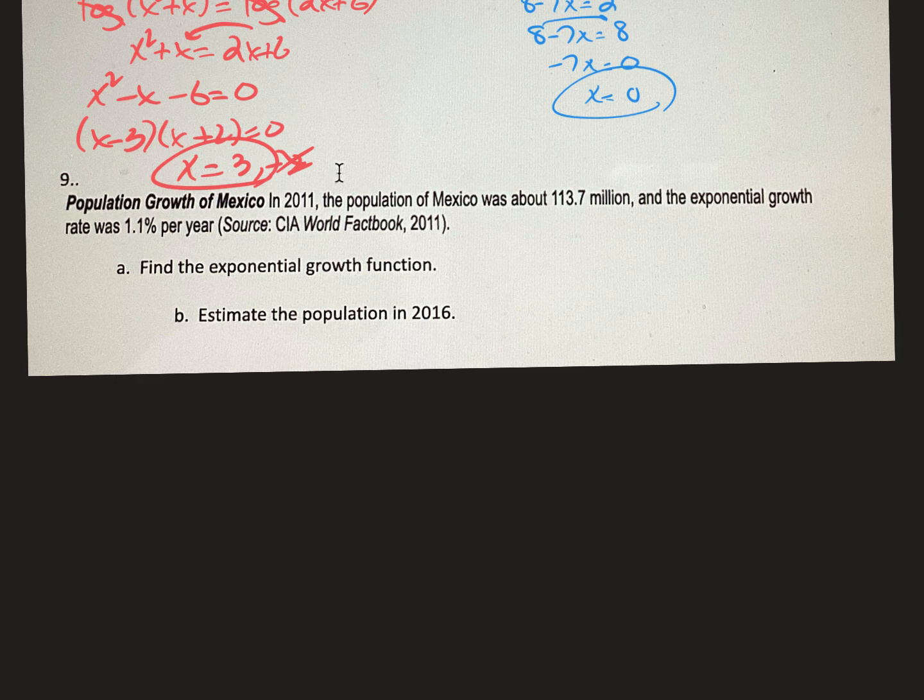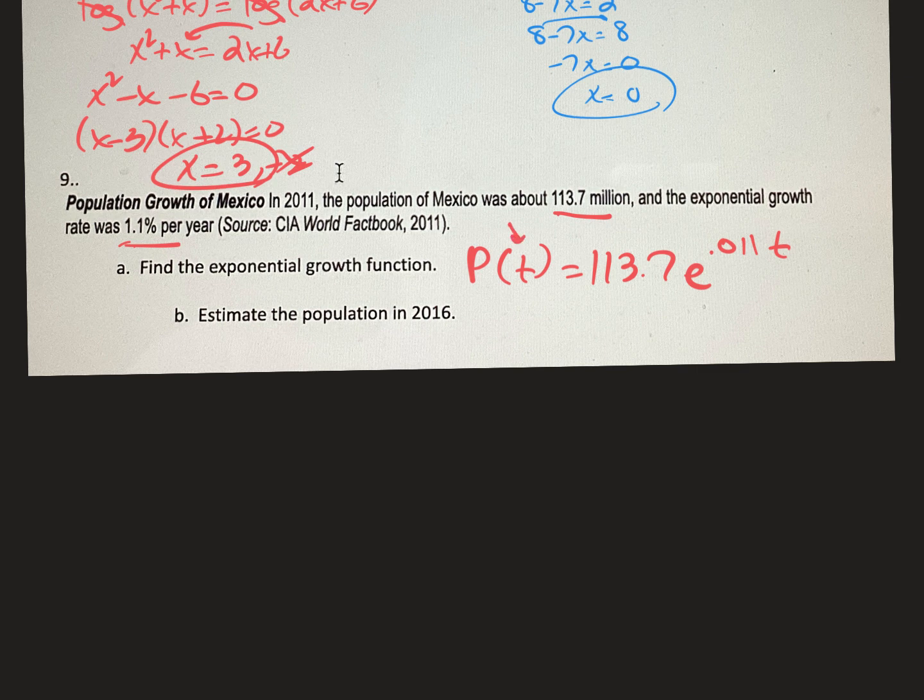Okay. It says in 2011, the population of Mexico was about 113.7 million. Exponential growth rate was 1.1% per year. Find the exponential growth function. Okay, the function, remember, is going to look like P of t equals the original amount, which in this case is 113.7 million, e to the kt power, and k is your growth rate. So this time it's 1.1%, change it to a decimal, 0.011, and t for time. You need to leave a t in there because we put P of t right there.